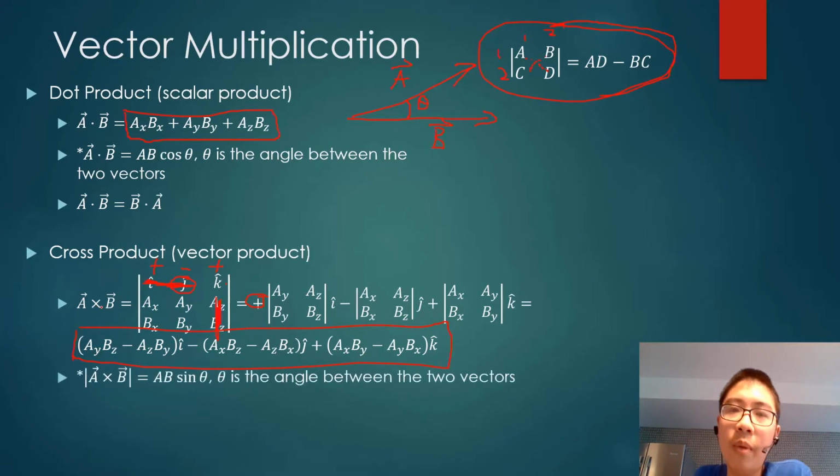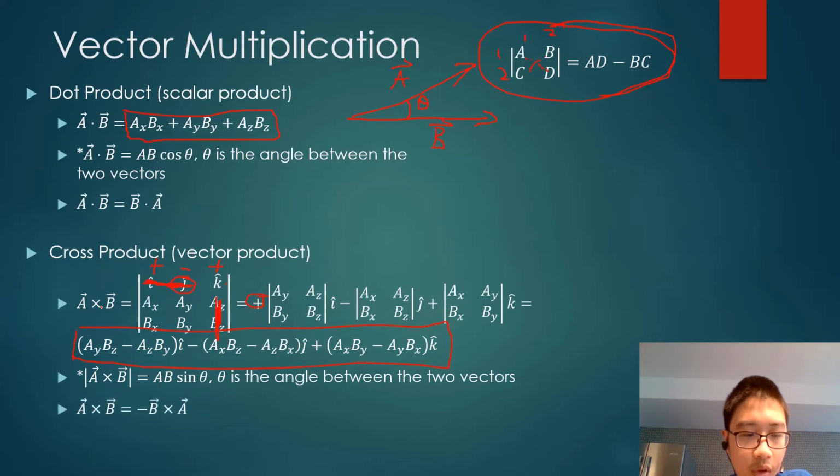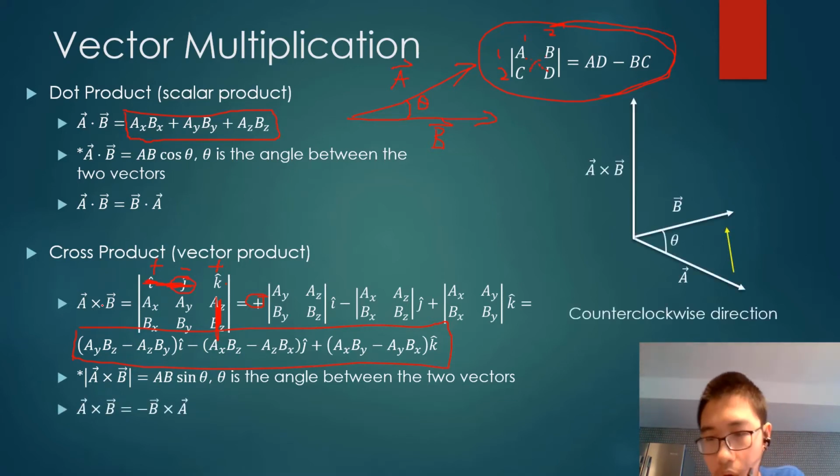If you only care about the magnitude of this cross product, it's easy. The magnitude of A cross B is just equal to A times B times sine theta, where theta is the angle between the two vectors. If this magnitude is a positive value, then A cross B should point up.